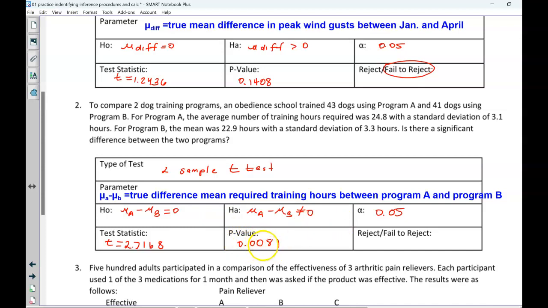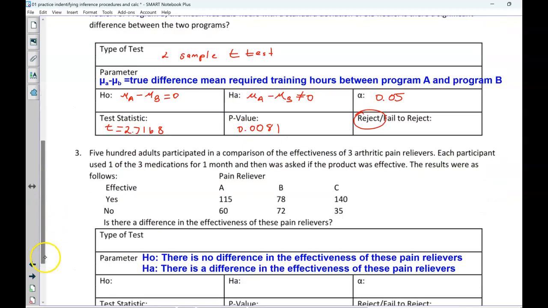And since our p-value is significantly less than the alpha, the significance level, I'm going to reject in this case.